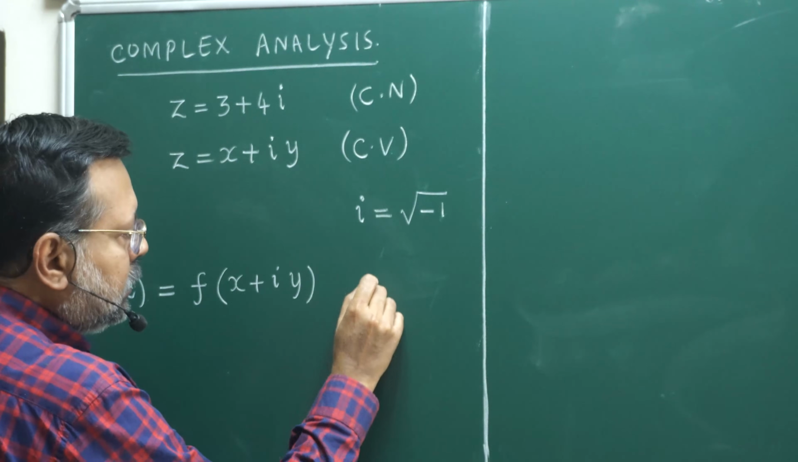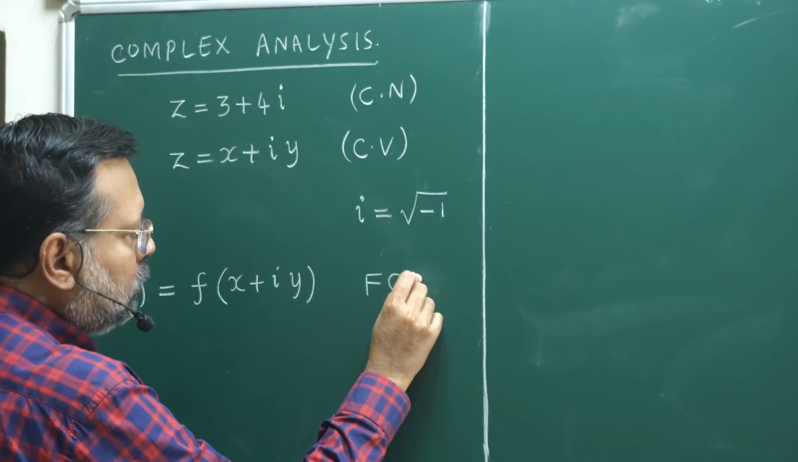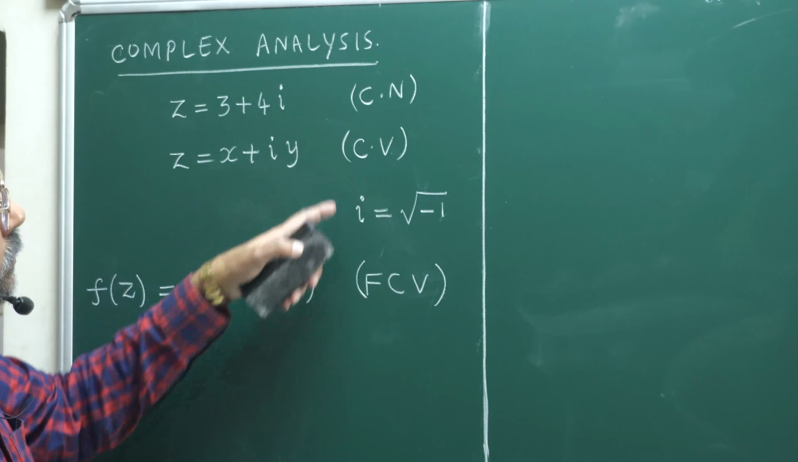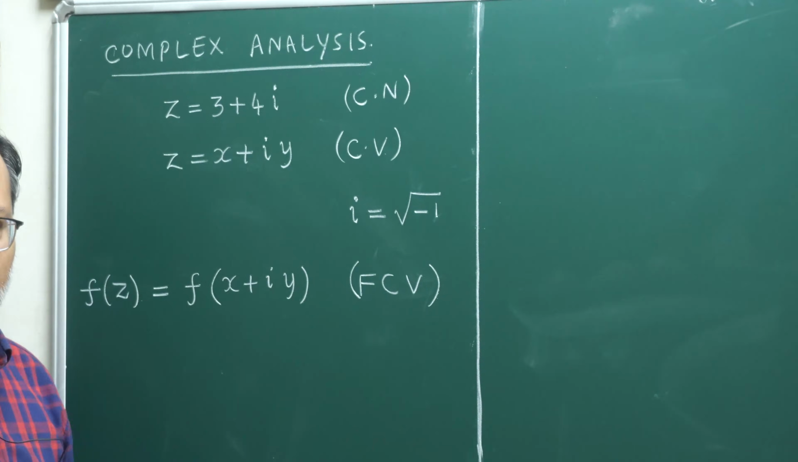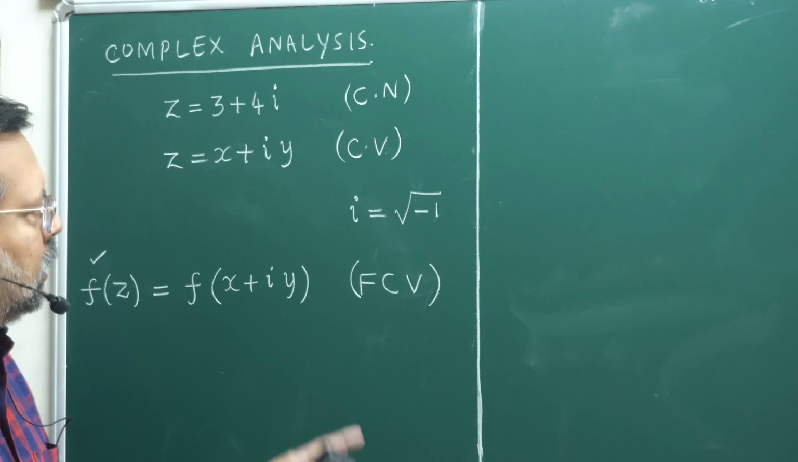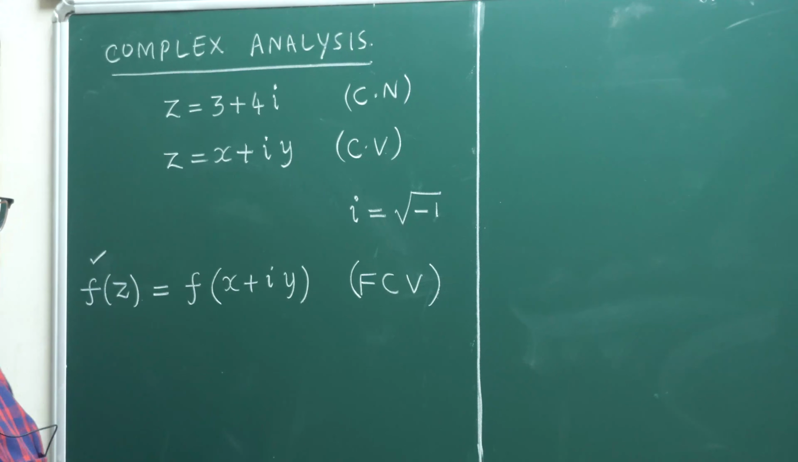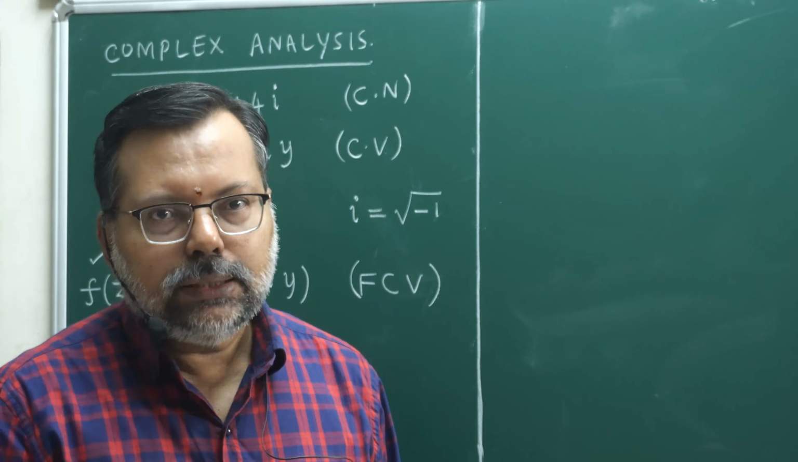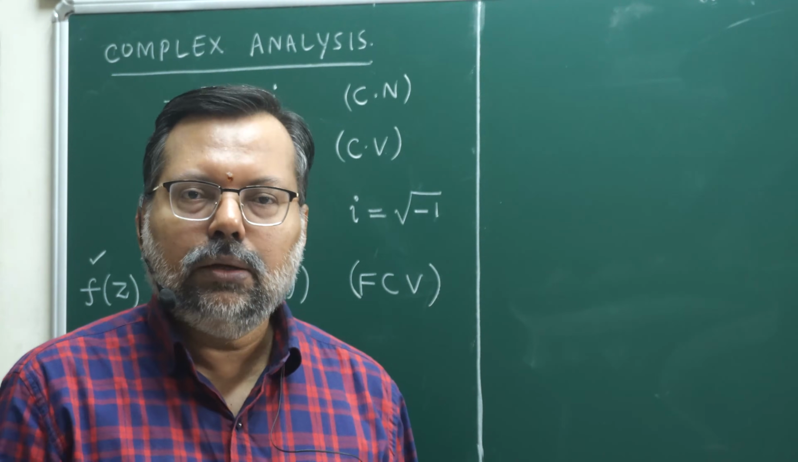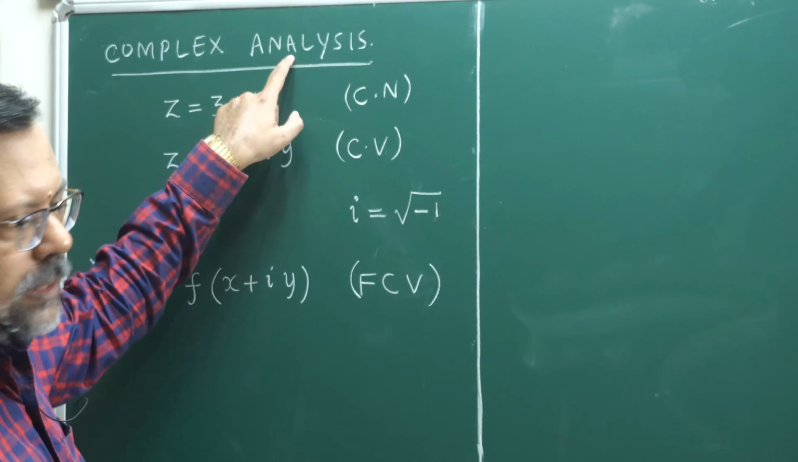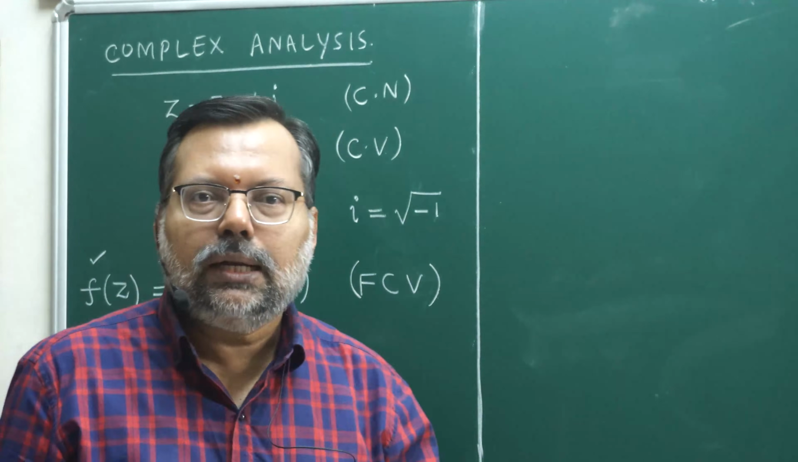So I will write it like this: a function of complex variable. Just note down Cn, Cv and Fcv. Fcv means function of complex variable. We are going to discuss more about the function of the complex variable, because typically only z and the complex variable you might have done in your higher secondary course or in the first year of the BSc.